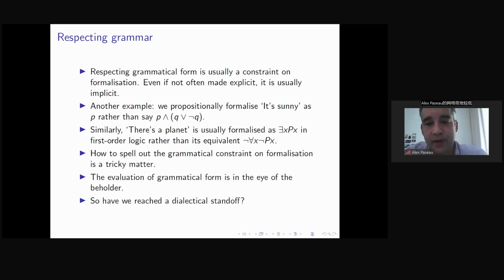beholder. I don't think there's a clear sense in which logical formalizations really can capture the grammatical form perfectly or in some sort of unbiased way. There is just a particular approach, a particular way of looking at an English sentence and what its grammar is. And it's hard to say what that grammar is, because any such claim is going to be very theoretically loaded. So it looks like we've got a dialectical standoff. If the evaluation of grammatical form is in the eye of the beholder, then it looks like you can't really judge one formalization versus another on this criterion. You can't really say whether one is the correct one or the other one, whether it gets the grammatical structure right, because there are no theory independent facts to get right, it seems.